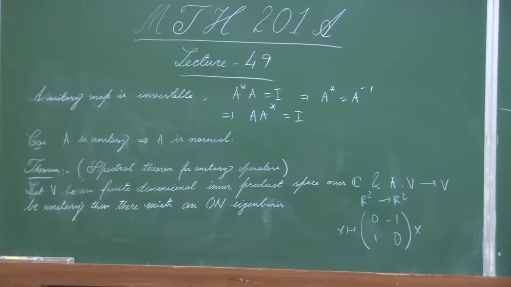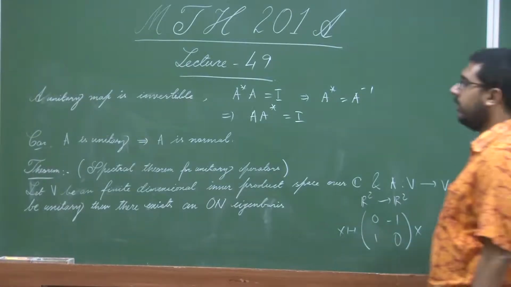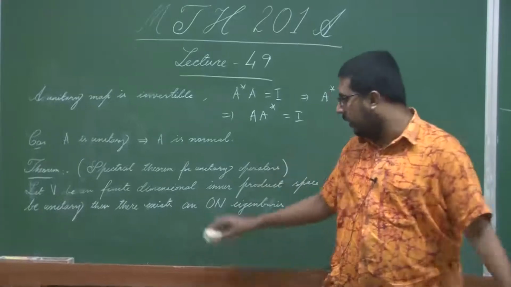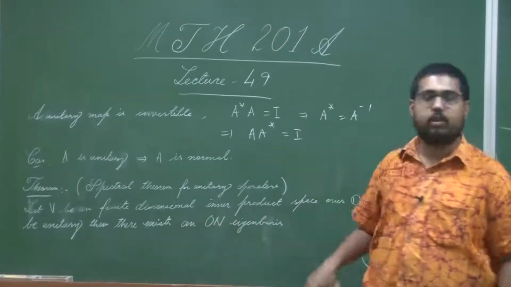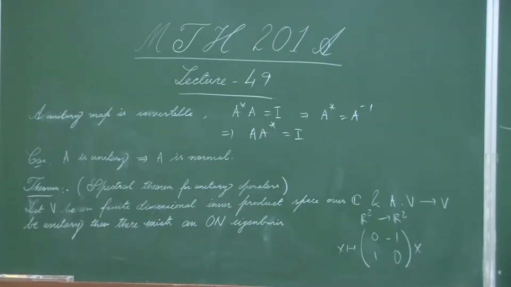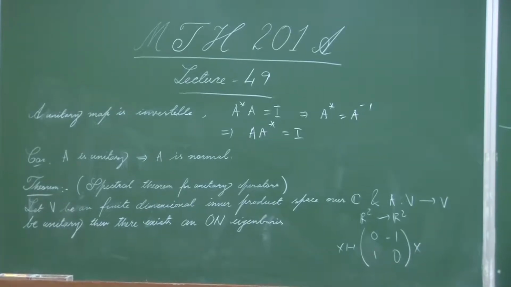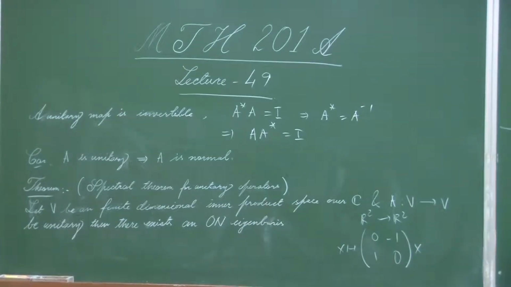So then the question is what kind of spectral theorem we can have. Certainly this cannot happen. So, can we have some version of spectral theorem for orthogonal operators? This is what we will see now.